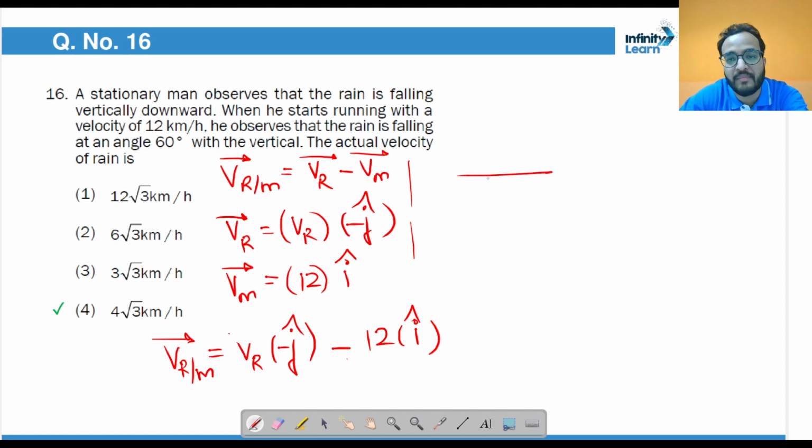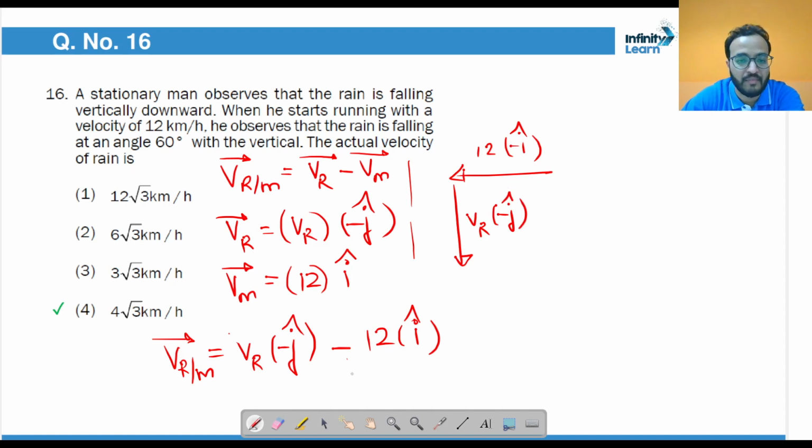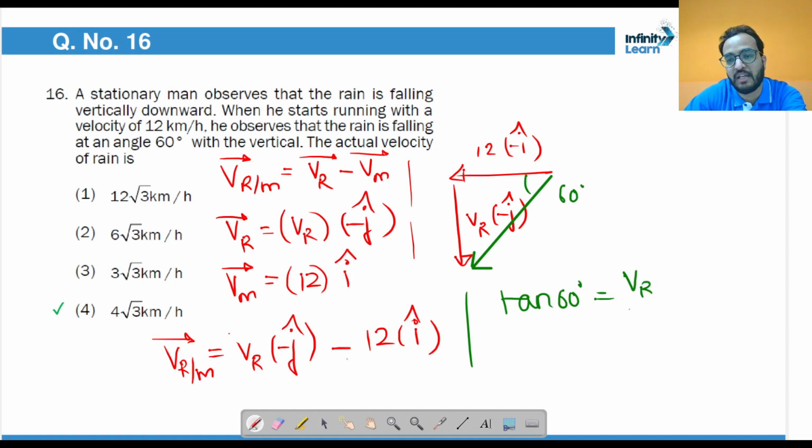So we'll say that 12 times minus i cap, and this is what? Vr times minus j cap. Okay. So what will be the resultant? You will say, sir, the resultant will be this. Okay. And what angle have they given you? This is 60 degrees. So you can say tan 60 degrees is equal to Vr upon 12.